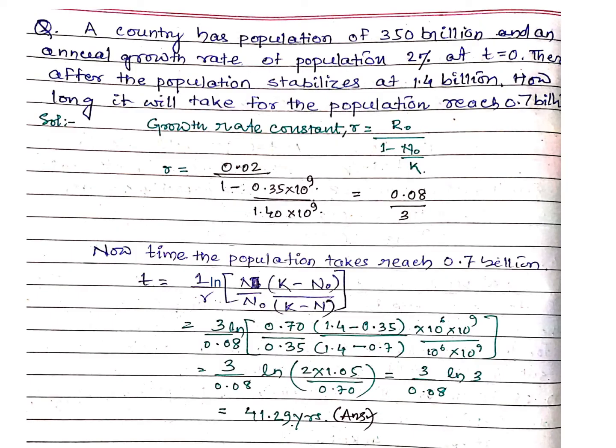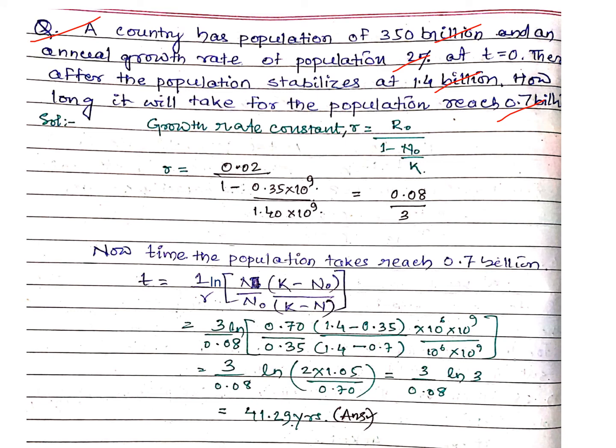In this question, we are again dealing with the population growth rate model. The question says that a country has a population of 350 million. Before you answer this kind of question, you should remember all the formulas related to the population growth model, as we discussed earlier. The annual growth rate of the population is 2%, and the population stabilizes at 1.4 billion, so we have a carrying capacity of 1.4 billion. How long will it take for the population to reach 0.7 billion?